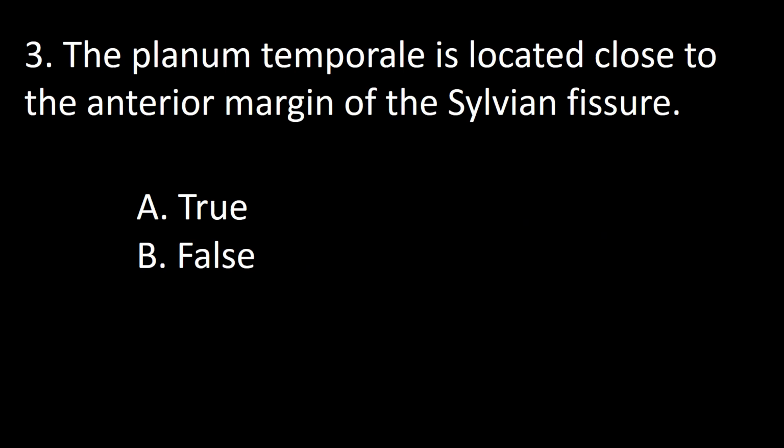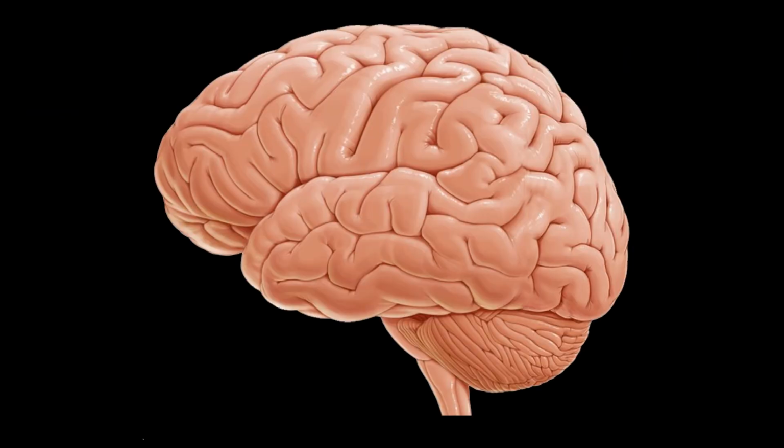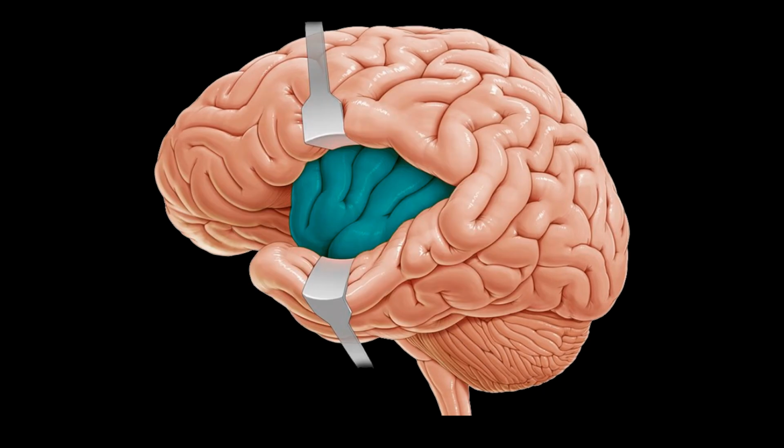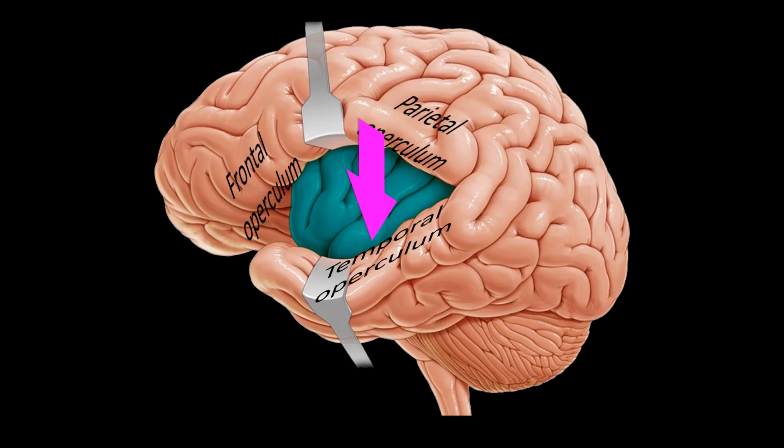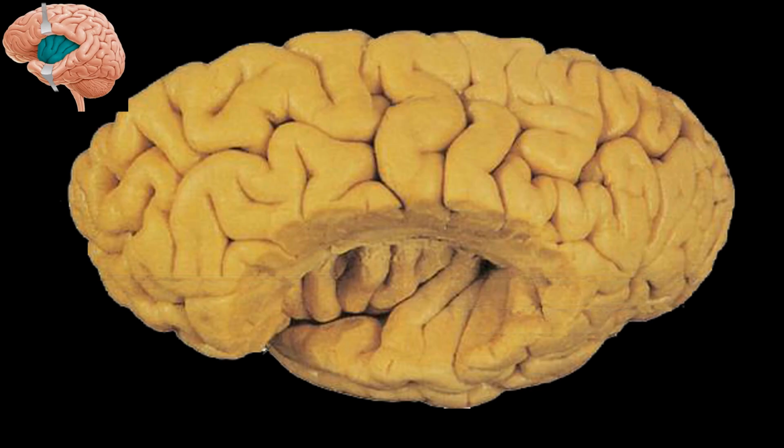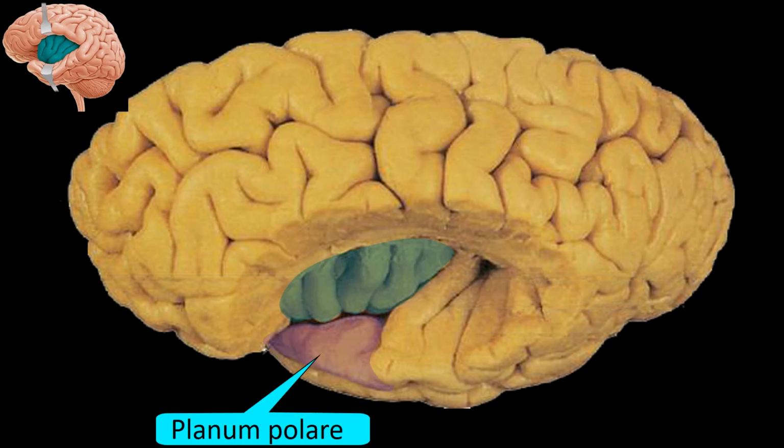Back to questions. Next question. The planum temporale is located close to the anterior margin of the sylvian fissure. A true, B false. Again, we are looking at the lateral surface of the brain. Open the operculi. The arrow is pointing to the temporal operculum. As you can see in this specimen, this is the insula, planum temporale.